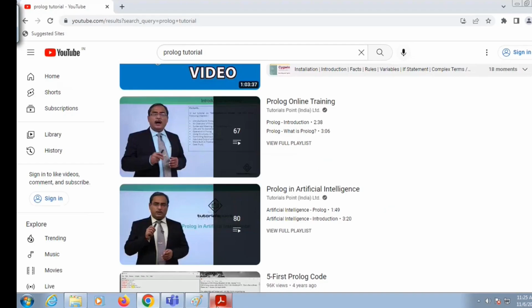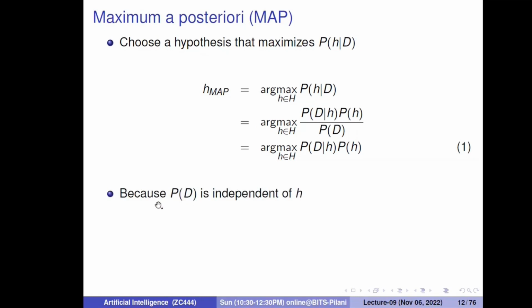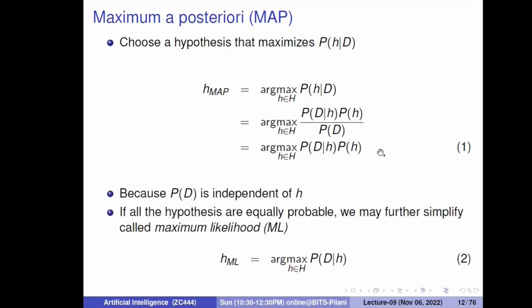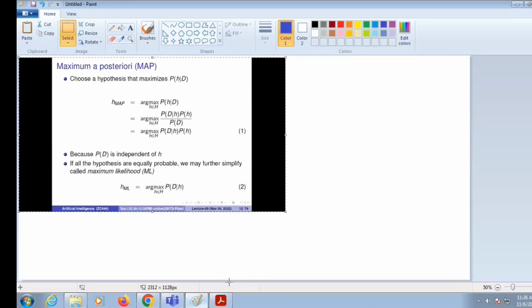In this kind of setting, if this particular quantity is equal for all the hypotheses, then I need not consider it, because ultimately I'm not interested in the value, I'm interested in that particular hypothesis. Then I can pick the hypothesis using this formulation. And this formulation is called the maximum likelihood, ML, hypothesis. Okay, this understanding is called what? ML hypothesis.